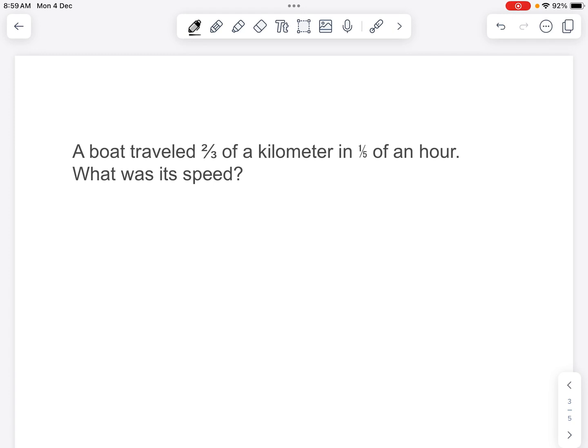All right, so hopefully you're able to go through and do that. I'm just going to show you the solution right here. I'll use a table this time. So we've got distance and time.